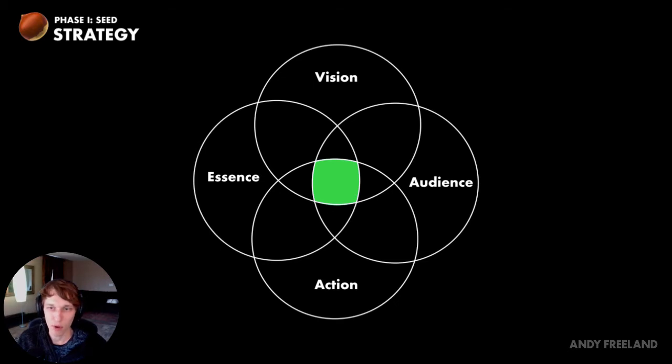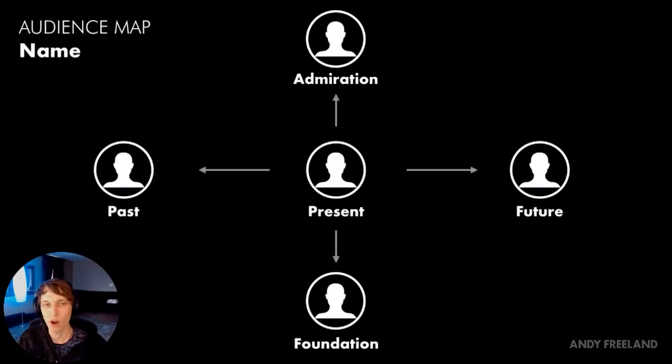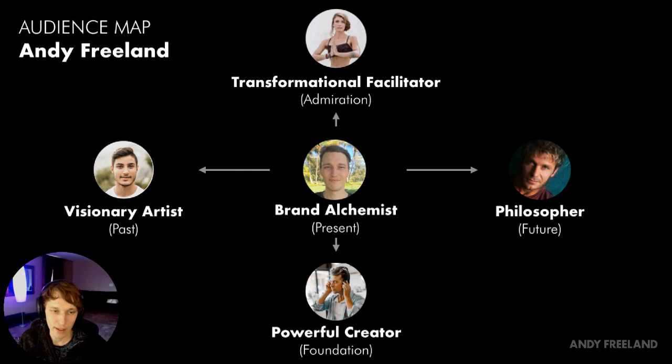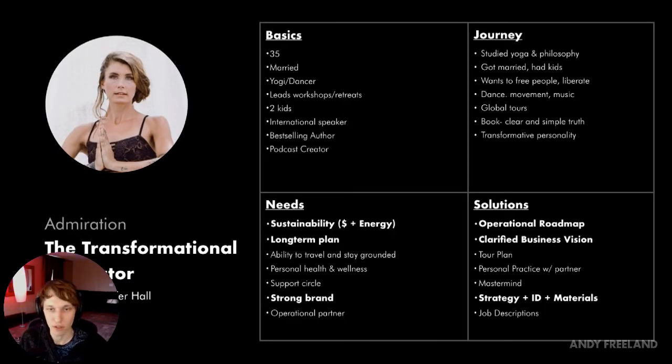Then next up, audience. And this is what we focused on last week. What we did was we figured out our audience map. So who are the people surrounding our work, right? Who's our audience? Who are our co-creators? And we filled out this map. And then for each one of these audience members, we create a profile. This is the template, and this is one of the profiles. So again, if you want to learn about that, go back to episode 4.